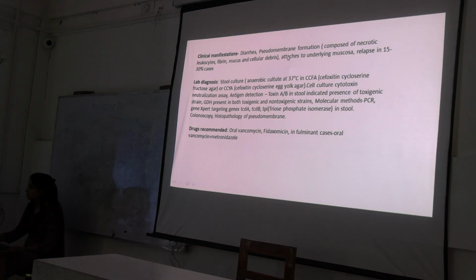enhances the growth of C. diff. Okay. Also, you can perform antigen detection through ELISA or presence of GDH. What is GDH? Glutamate dehydrogenase. This enzyme can also be tested. You can also perform PCR targeting these genes.